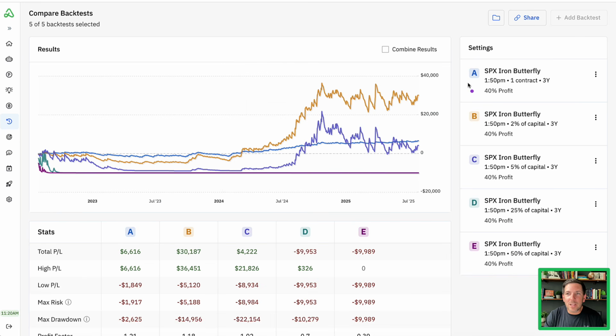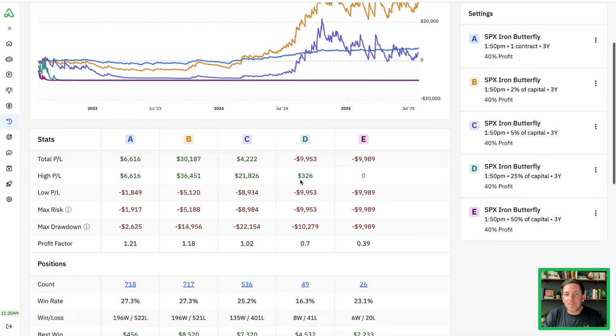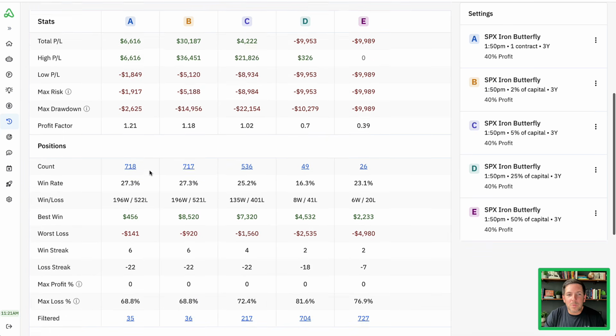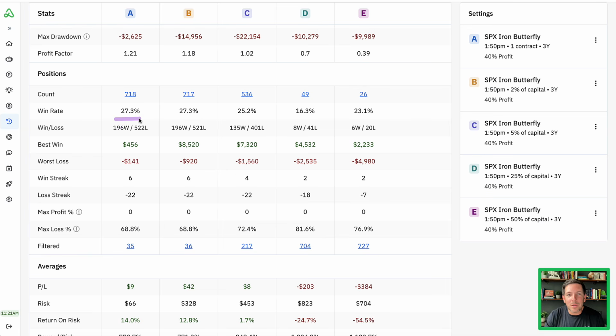If you can see strategy number A here, this is just entering an iron butterfly midday, taking a little bit of profits. This one is this line here. Very smooth P&L compared to the other ones, just because the other ones are magnified, but still was a winning strategy. So if we just dissect strategy A here, you made $6,600. Your maximum drawdown was $2,600. Profit factor was positive. This was not a high probability trade setup.